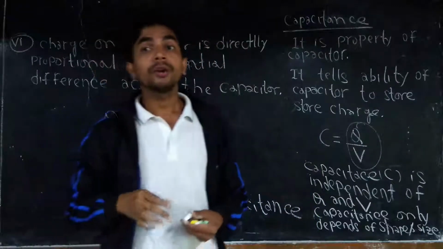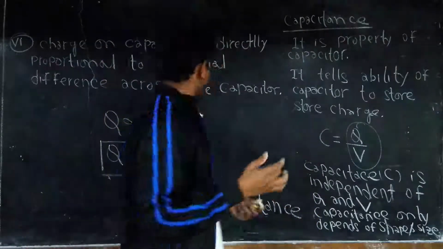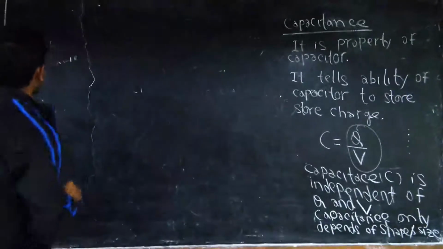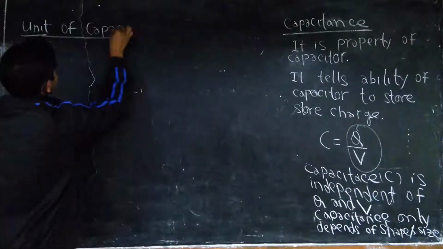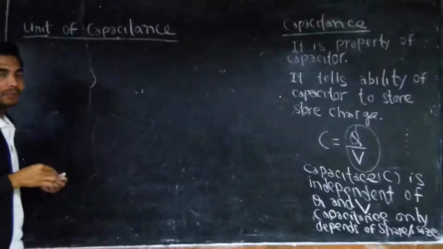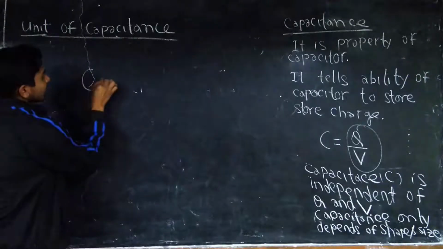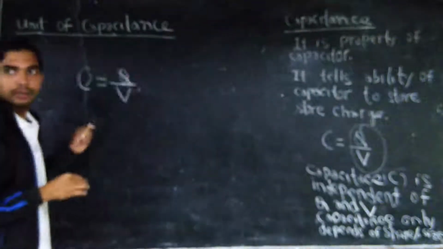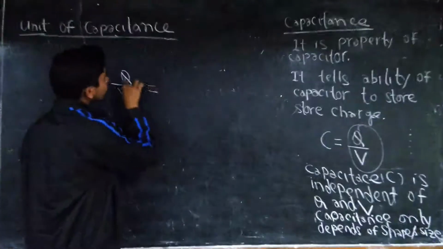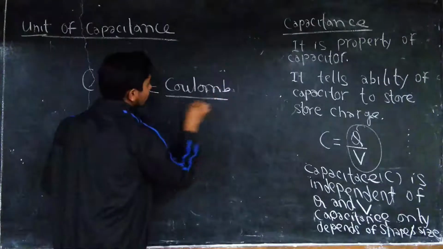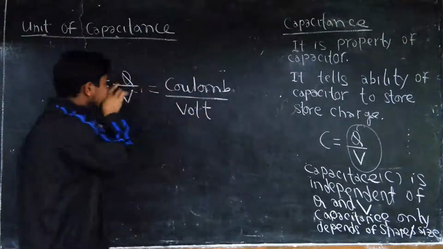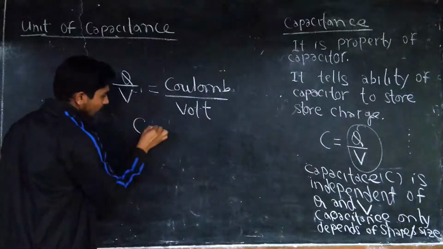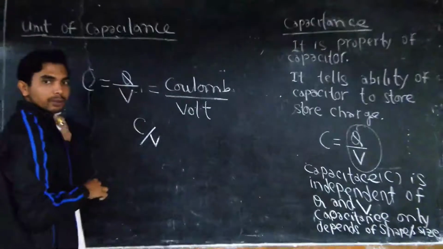Next I am going to talk about the unit of capacitance. You know capacitance C is equal to Q by V. The unit of Q is coulomb, and for V it is volt. So the unit of capacitance is coulomb per volt. This is the unit of capacitance.